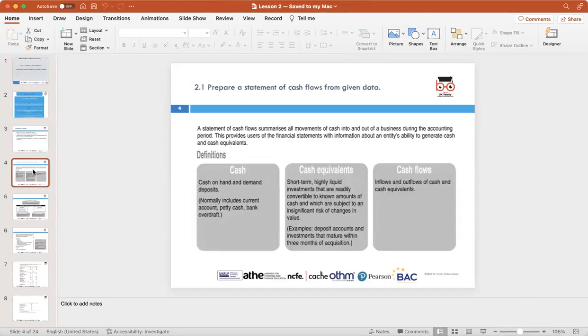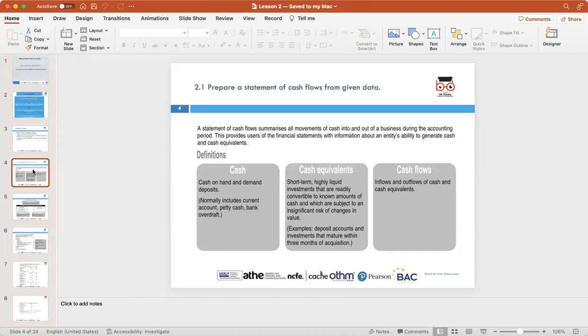So, prepare a statement of cash flow from given data. A statement of cash flows summarizes all movements of cash into and out of a business during the accounting period. This provides users of the financial statements with information about an entity's ability to generate cash and cash equivalents.